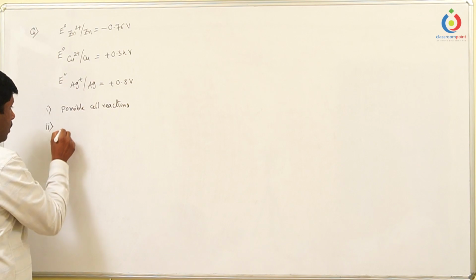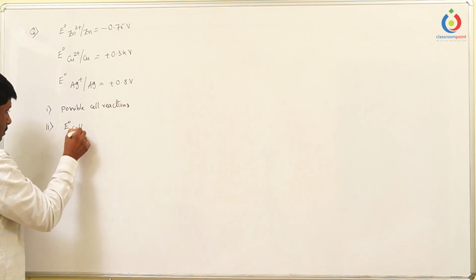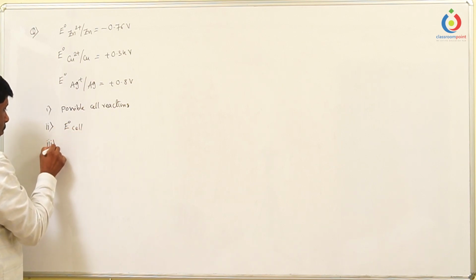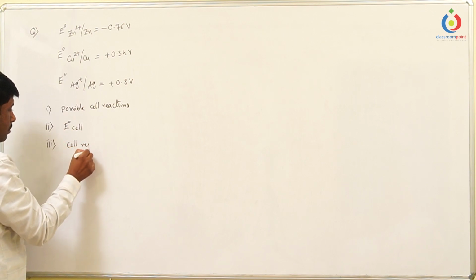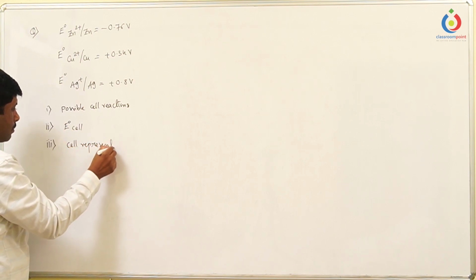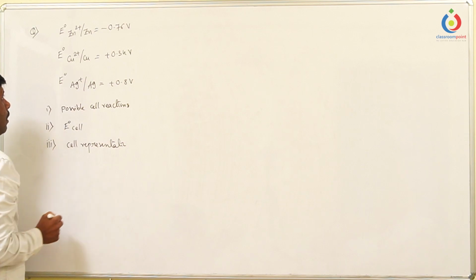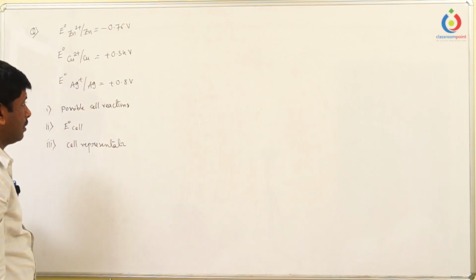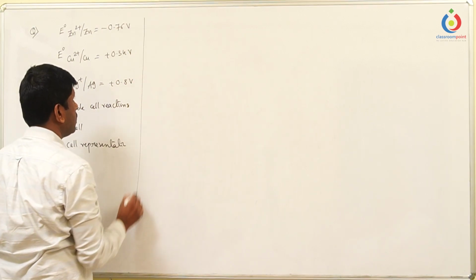Second one, E0 cell. Third one, cell representation. All these we need to calculate. So let us take the first combination.